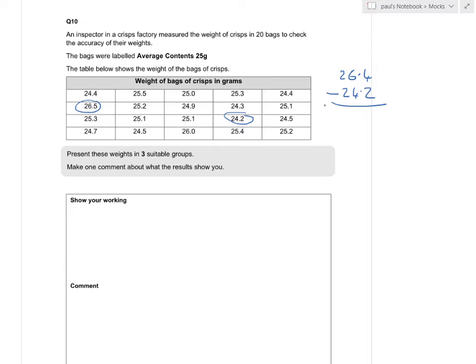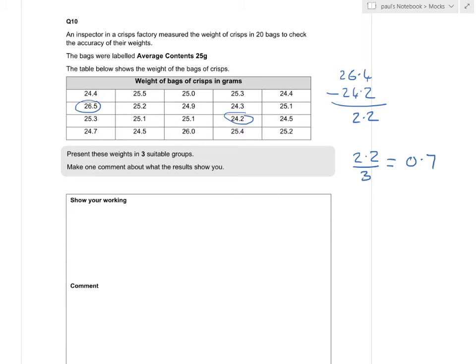26.4 minus 24.2. Oh, I could have done that easily, couldn't I? Yeah, 2.2. So we're going to divide that into 3 categories. So 2.2 divided by 3 is 0.73. I'll call it 0.7. So each category is 0.7 wide.